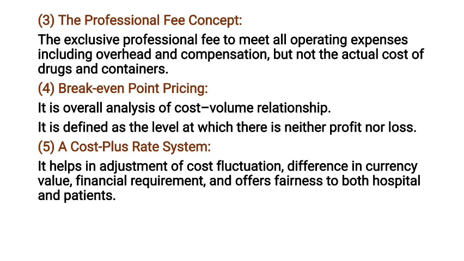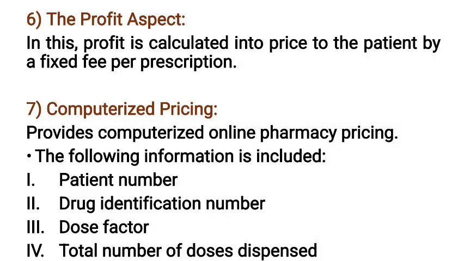It helps in adjustment of cost fluctuation, differences in currency value, and financial requirements, and offers fairness to both hospital and patients. 6. The profit aspect. In this, profit is calculated into the price to the patients by a fixed fee per prescription. 7th, computerized pricing. Provide a computerized online pharmacy pricing.